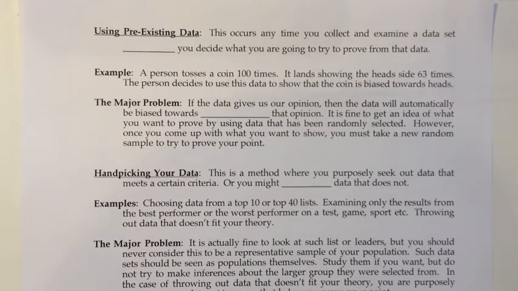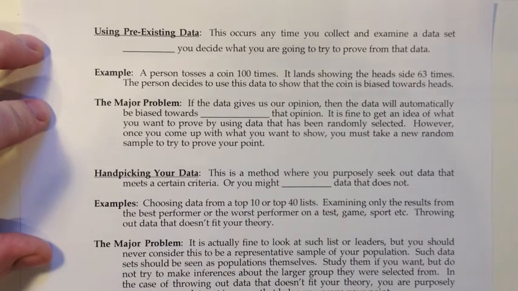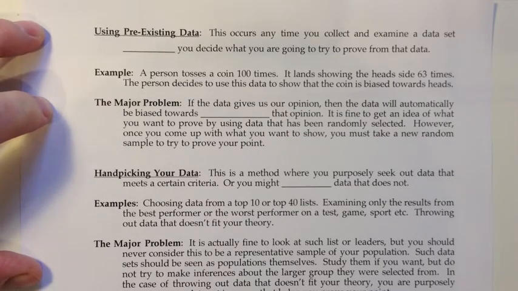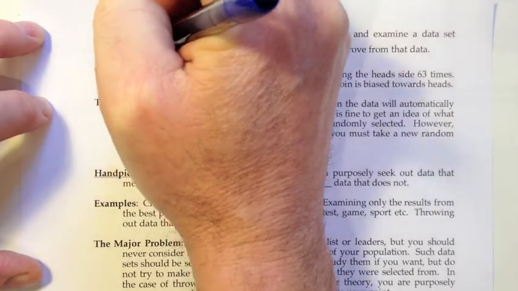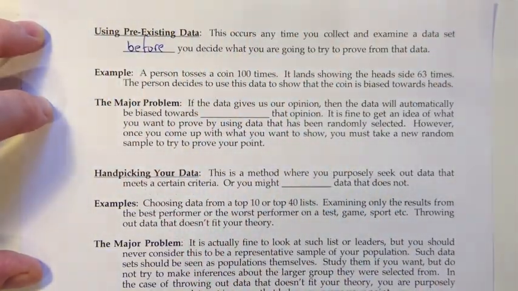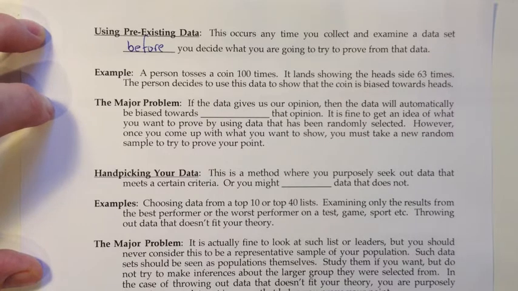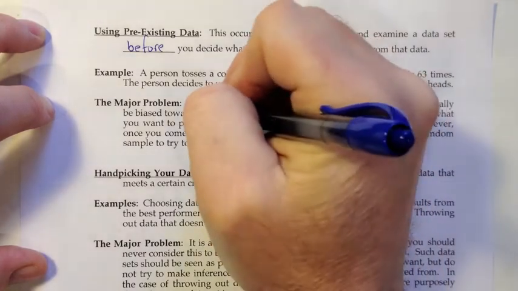Let's continue our discussion by looking at a couple more forms of problematic data collection. One of those would be using pre-existing data. This occurs anytime you collect and examine a data set before you decide what you're going to prove from that data. For example, a person tosses a coin 100 times and it lands showing the head side 63 times, and the person decides to use this data to show that the coin is biased towards heads. The major problem here is that if the data gives us our opinion, then the data will automatically be biased towards supporting that opinion.